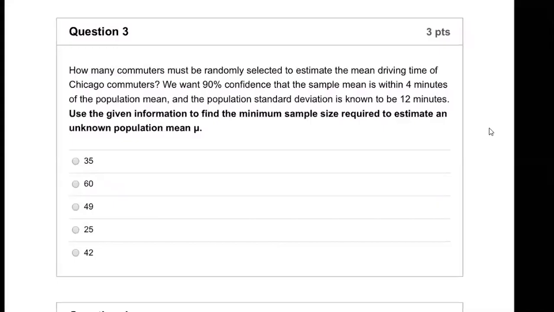Okay, so how many commuters must be randomly selected to estimate the mean driving time of Chicago commuters? We want 90% confidence that the sample mean is within 4 minutes of the population mean, and the population standard deviation is known to be 12 minutes. Use the given information to find the minimum sample size required to estimate an unknown population mean mu.